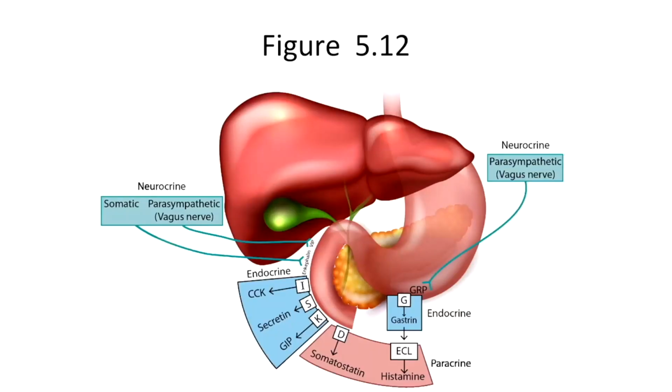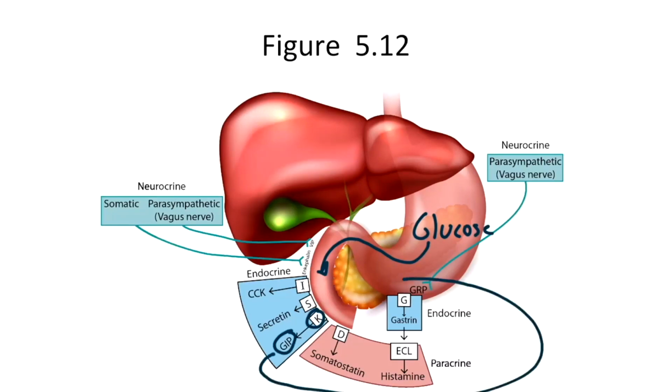So here again is figure 5.12 from your text. And when thinking about glucose-dependent insulinotropic peptide, or GIP, it's best to let the name guide you and remember that glucose is in the name. When glucose enters the duodenum, the GIP will be released from the K cells. And GIP will then travel through the blood and then act on the pancreas to have it release more insulin. It can also be stimulated by fats or amino acids. In other words, foods of almost any type will increase the release of GIP.